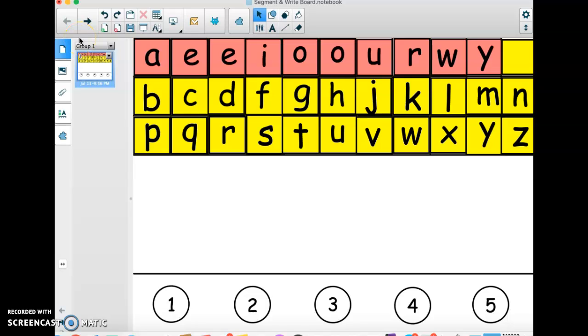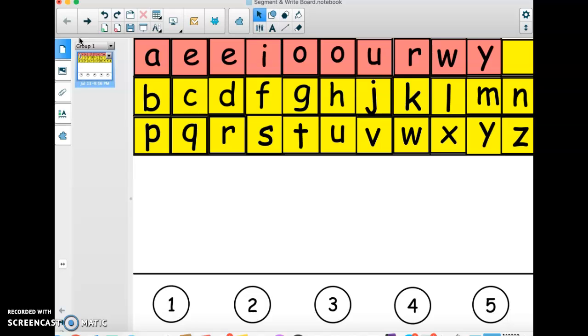Okay, boys and girls, I am back to play a game of old word, new word with you. So you will need the segment and write board. You will need the letters. If you don't have a segment and write board at home, which you probably won't, you should have the pink and the yellow letters so that you can do this with me. So have those out and ready to go.